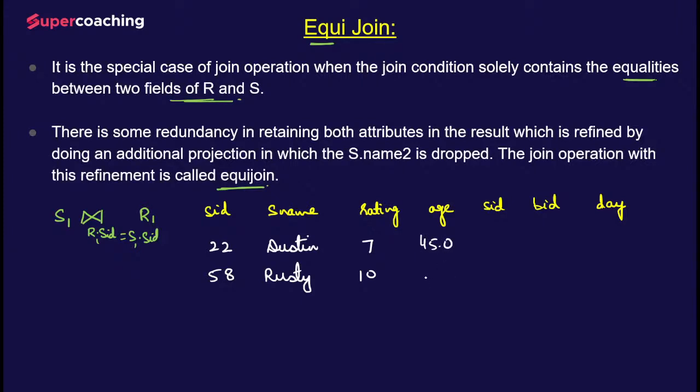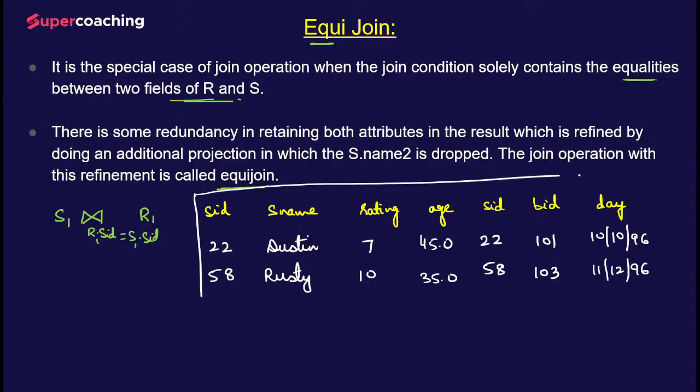45 and 35 was the age. 101, vote ID was 101. And 103. Here we have the same IDs because same ID वाली ही rows हमने select की है, and day is 10th October 96, 11th December 96.